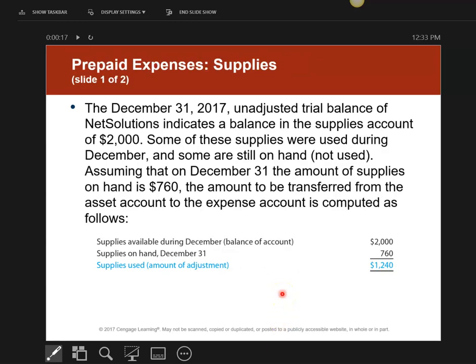Now, one of these you already know. It had to do with supplies, and we did it back in chapter 1. So on December 31st, the unadjusted trial balance indicates that I had $2,000 in my supplies account. However, during December, some were used, okay? But I still had some on hand. At the end of the period, I had $760 on hand. So I started with $2,000. I ended up with $760. So this is how many supplies have been used is what I want. So we've used $1,240 worth.